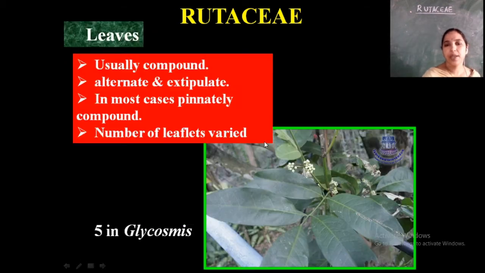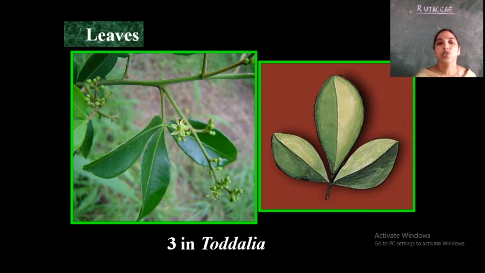Now, what about the leaves? Usually compound leaves, and leaves are alternate and exstipulate. The usual number of leaflets may be 5 or 3. 5 in Glycosmis. Glycosmis is a common plant occurring in our field areas. Rarely there are simple leaves. In most cases pinnately compound leaves are there. The number of leaflets may vary.